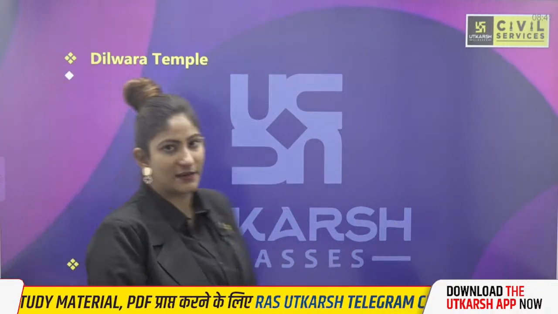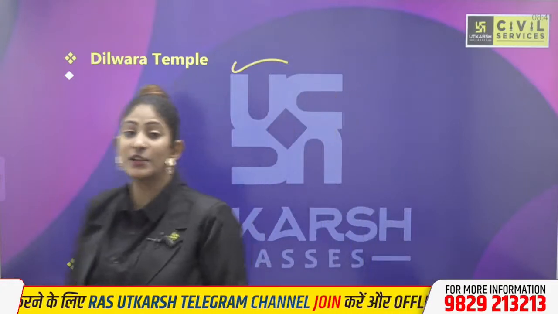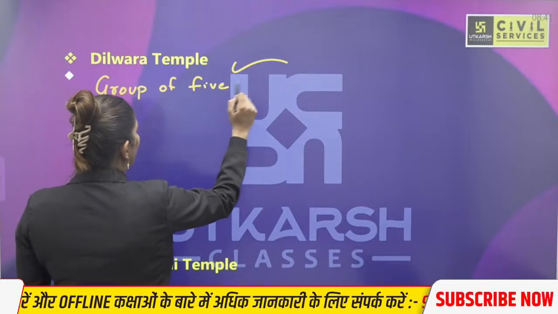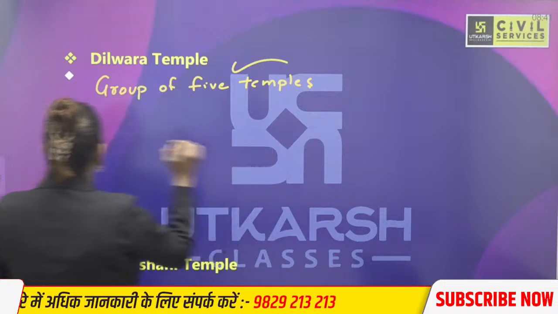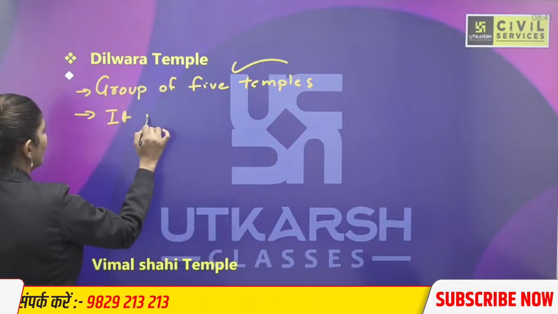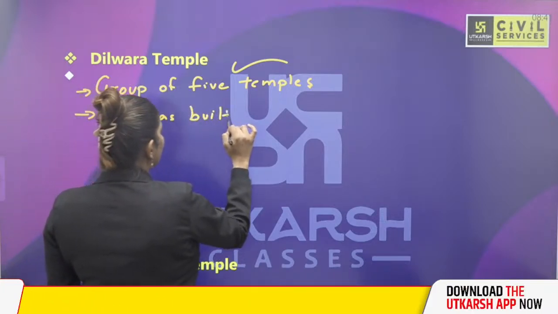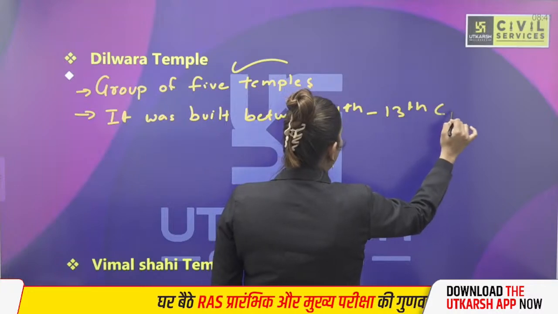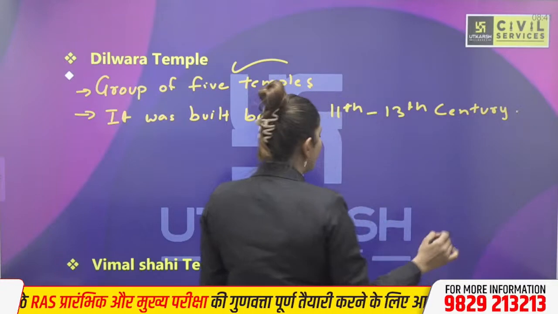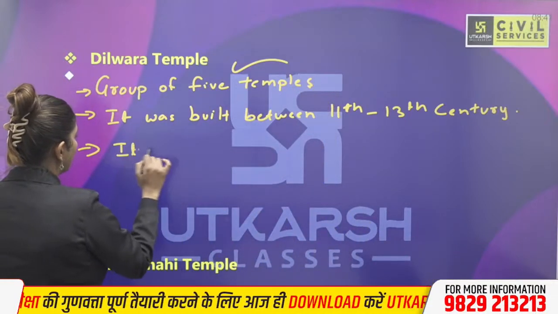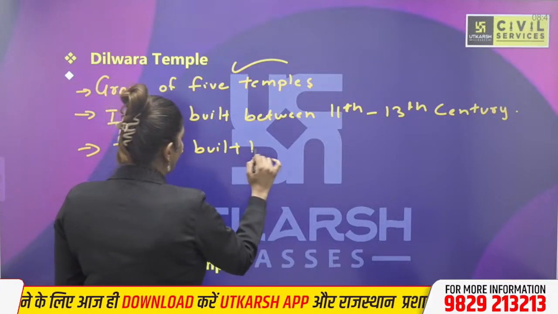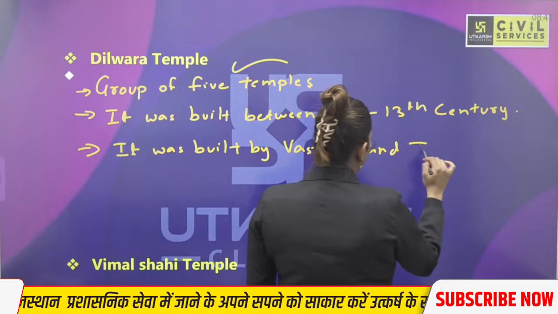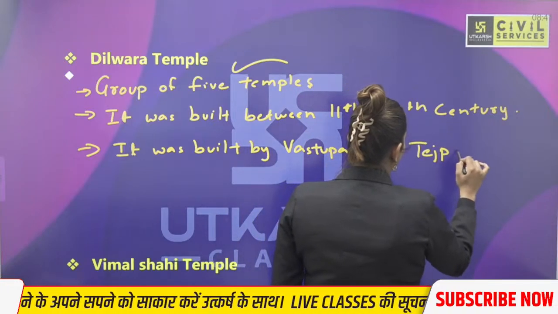Now let's talk about the Delwara temple. What is Delwara temple? Delwara temple is a group of 5 temples, and it was built between the 11th to 13th century. It was built by Vastupal and Tejpal, something that you have to remember.